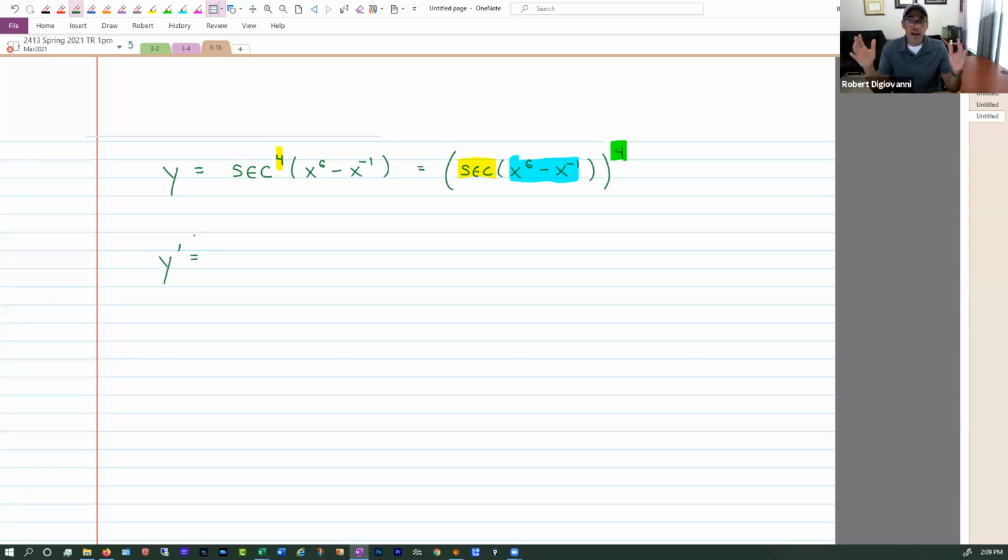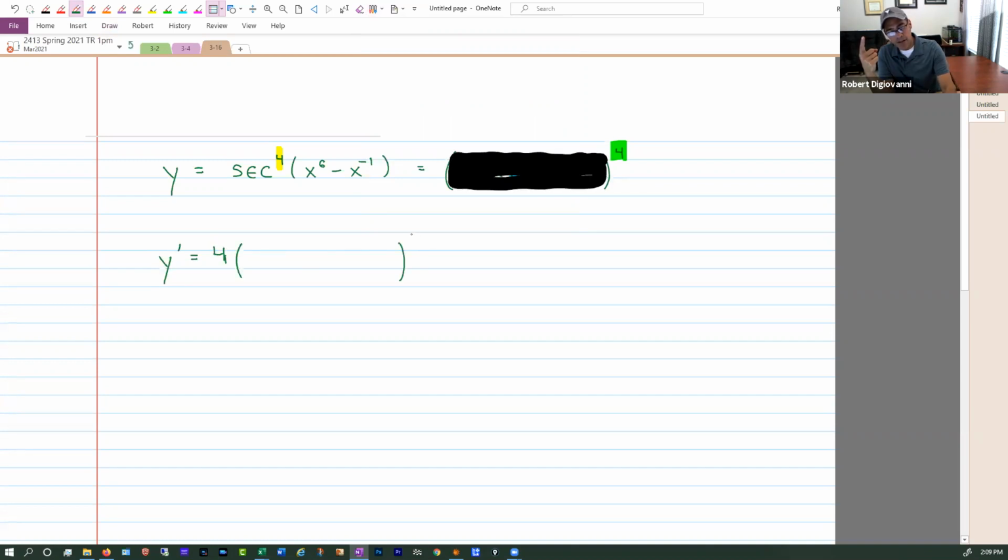We always start with the outer layer. If you just look at everything on the inside as being a black box, then the first step of the derivative of the chain rule would be to bring the 4 out front, and then take that black box and raise it to the 3rd power. That's the first step, and that would be the outer layer's derivative.